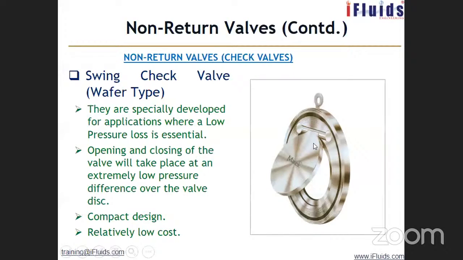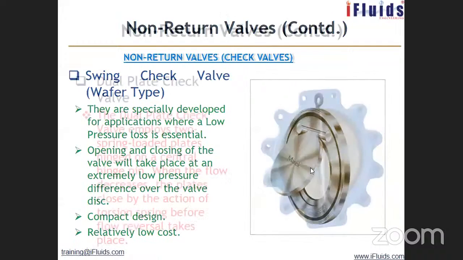The valve disc has a specific shape and it operates like this. They are specially developed for applications where low pressure loss is essential. When the fluid flows, it allows full opening, you can see. When the valve port opening is equal to pipe ID, then pressure loss will be almost nil. So this kind of valves are called low pressure loss valves, and swing check valve is one such low pressure loss valve. Opening and closing of the valve will take place at an extremely low pressure difference through the valve disc. It's also a compact design, like your butterfly valve, very compact design, relatively low cost.